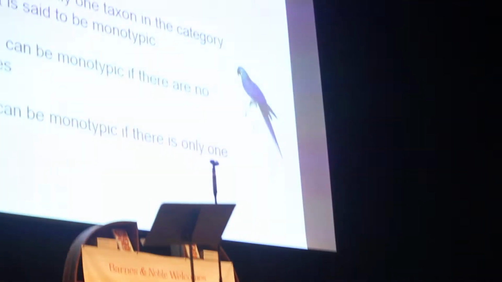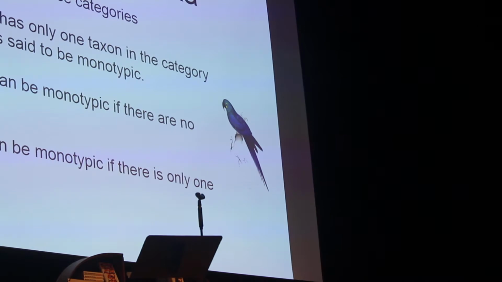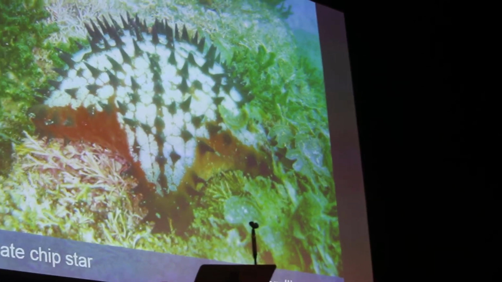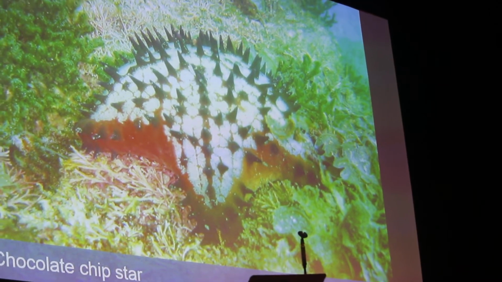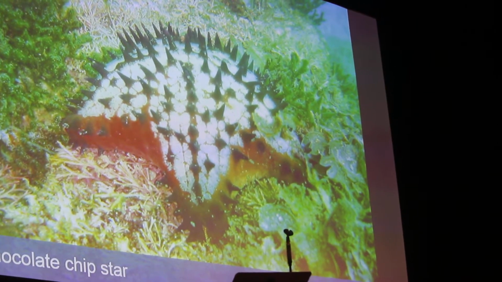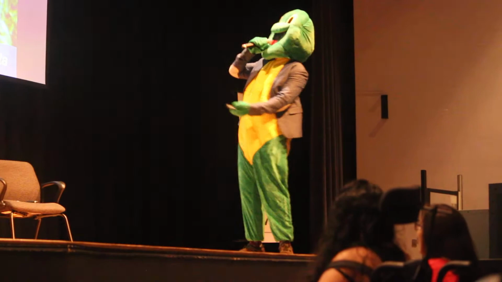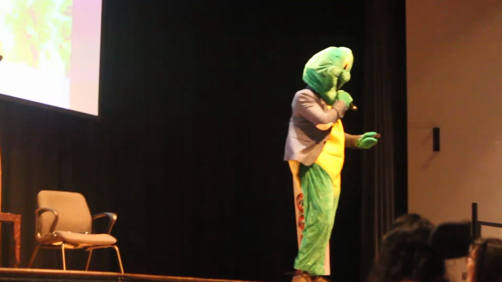But there are other examples of monotypic taxa. A monotypic genus, for example, would be the genus Nidorellia, which contains only one species. So it's a genus with one species and no subspecies, and that is the chocolate chip star, which is a starfish, and that's all I know about it.